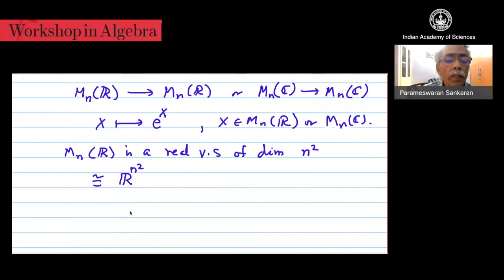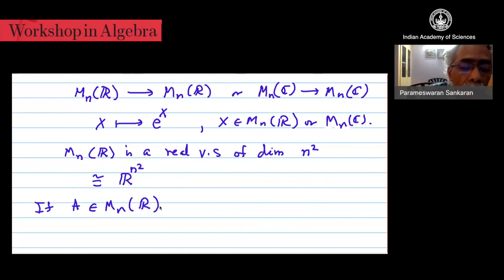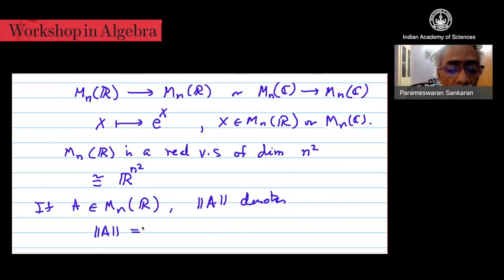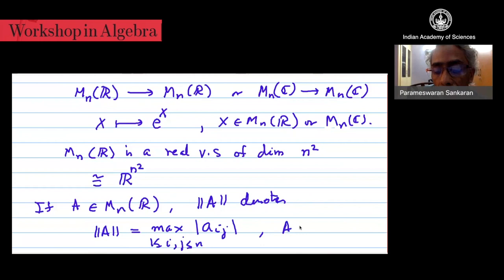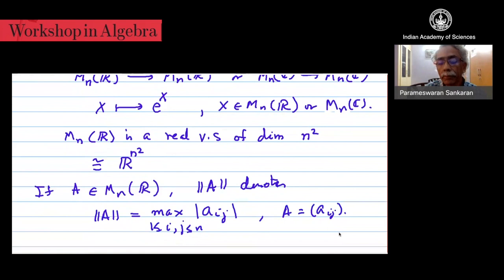Okay, we will be working with a slightly different norm, not the Euclidean norm, but some other norm, a matrix norm. So if A is an n by n matrix, real or complex, it doesn't matter, then this matrix norm is defined to be the maximum of the absolute values of the entries a_ij, 1 less than or equal to i, j less than or equal to n, where a_ij is the ijth entry of A. Okay, is this clear?